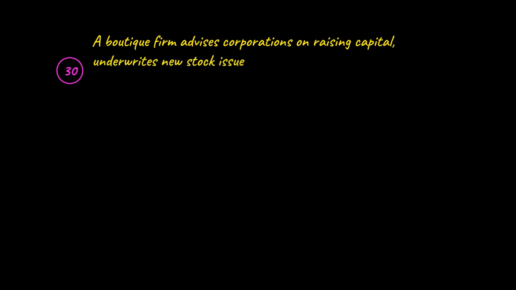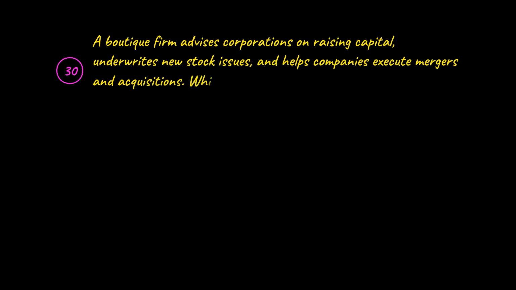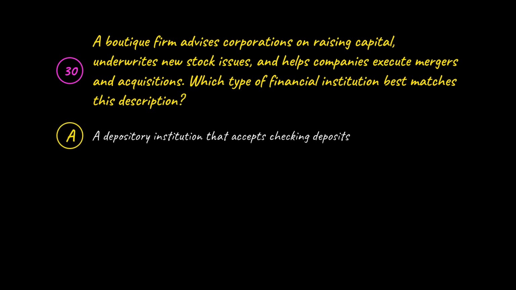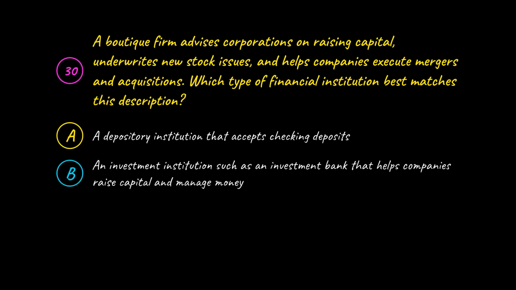Question 30. A boutique firm advises corporations on raising capital, underwrites new stock issues, and helps companies execute mergers and acquisitions. Which type of financial institution best matches this description? Your options are: A, a depository institution that accepts checking deposits. B, an investment institution such as an investment bank that helps companies raise capital and manage money.